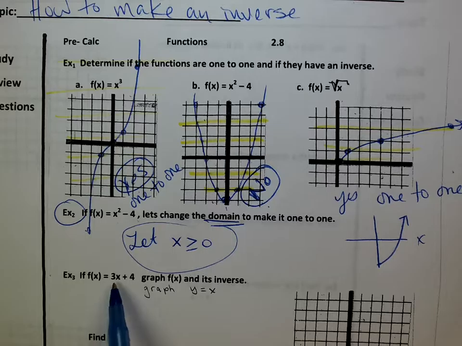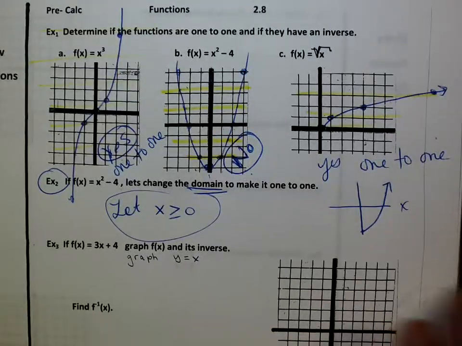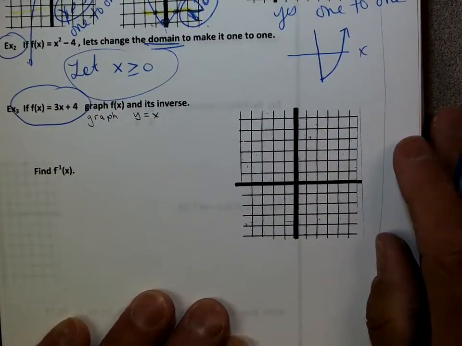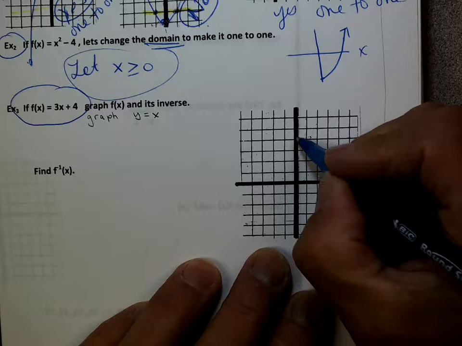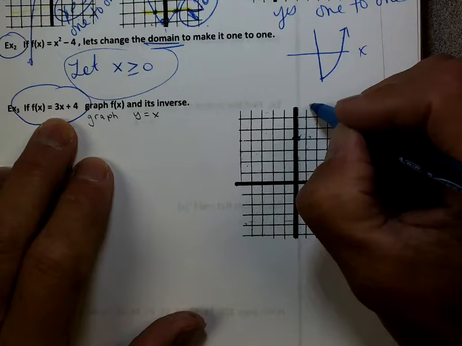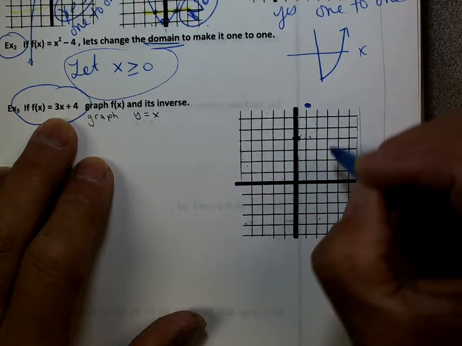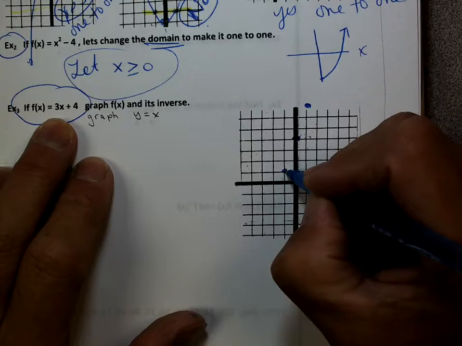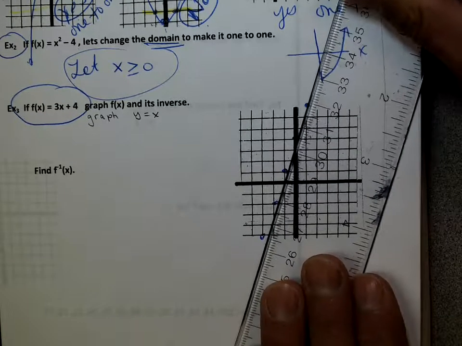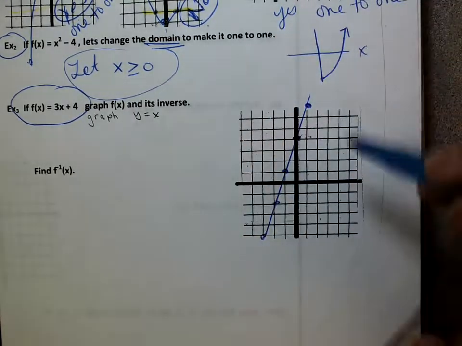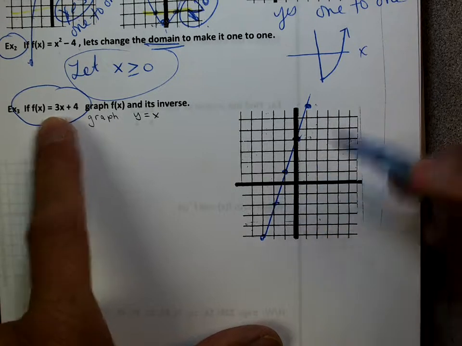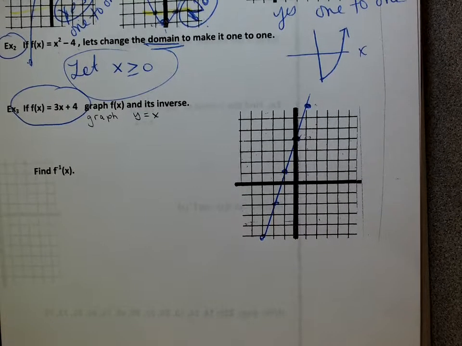If f of x is equal to 3x plus 4, graph f of x and its inverse. Okay, well, graphing this is pretty easy. We know how to graph this. We're going to start at 4. 1, 2, 3, 4, right? I'm going to go up 3 over 1, up 3 over 1, but I'll go just the opposite, right? How am I doing? Here's my line. Here's my graph. Right? Start at positive 3, up 3 over 1, or down 3, back 1, down 3, back 1. How am I doing? Okay, Quinn? Doing good, right? So that's f of x.